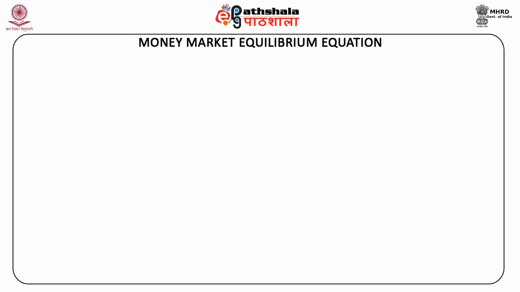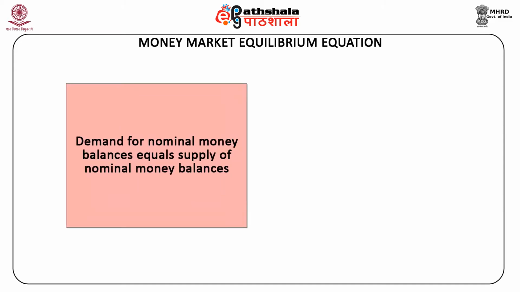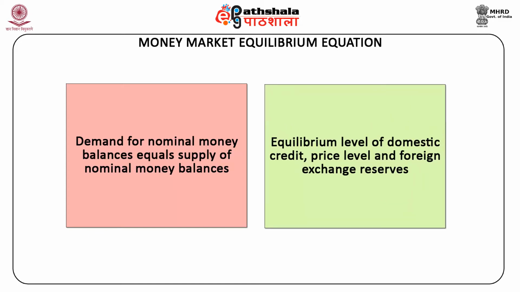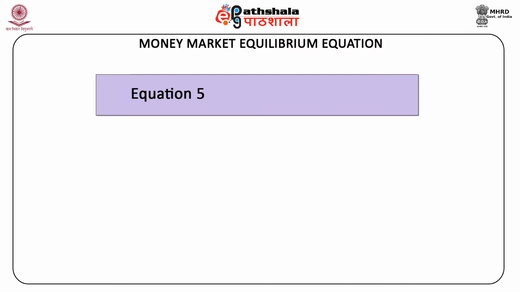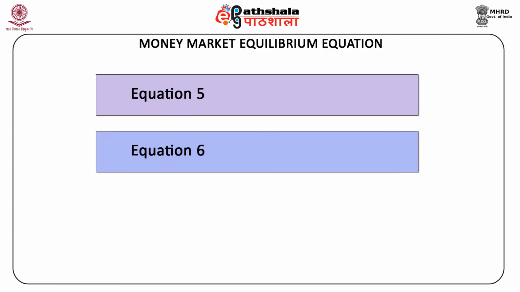The money market will be in equilibrium when the demand for nominal money balances equals the supply of nominal money balances. Thus, equations 3 and 4 will give the equilibrium in the money market, that is, the equilibrium level of domestic credit, price level, and foreign exchange reserves, given the level of output at full employment level and domestic interest rate at the world interest rate. The equilibrium equation is given by equation 5 and 5 dash as Md = Ms, f(Y, P, I) = C + R.